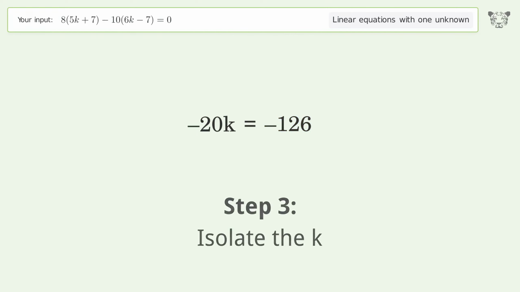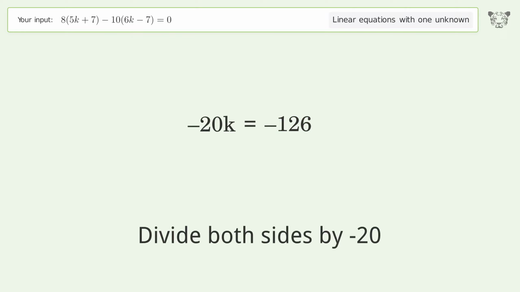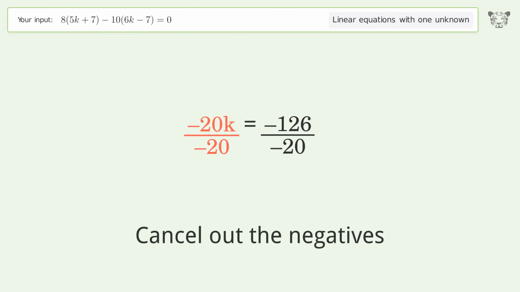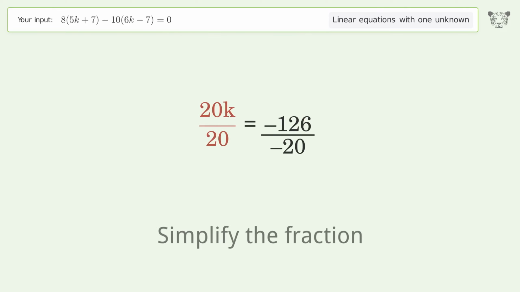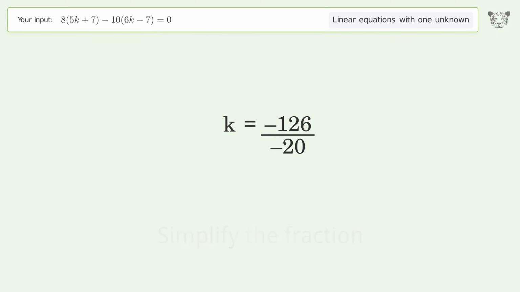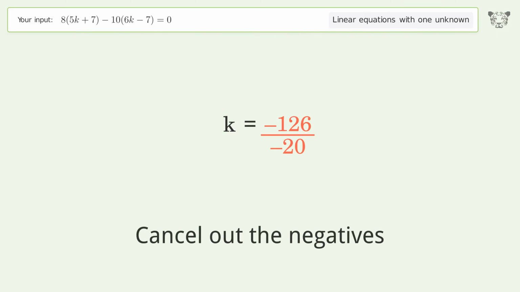Isolate the k. Divide both sides by -20. Cancel out the negatives. Simplify the fraction. Cancel out the negatives.